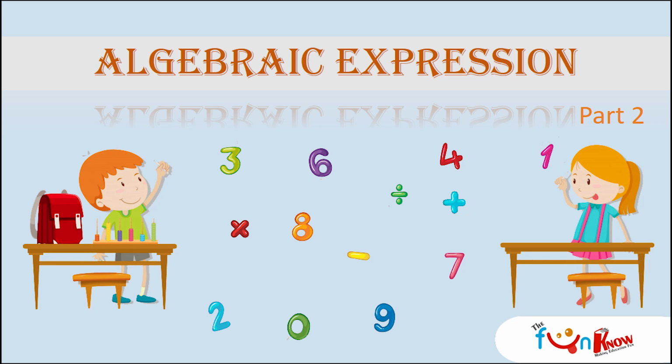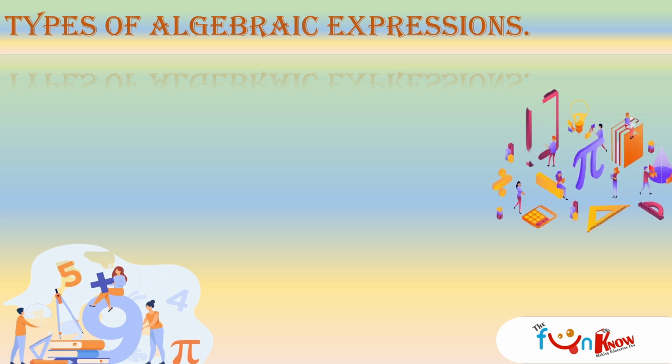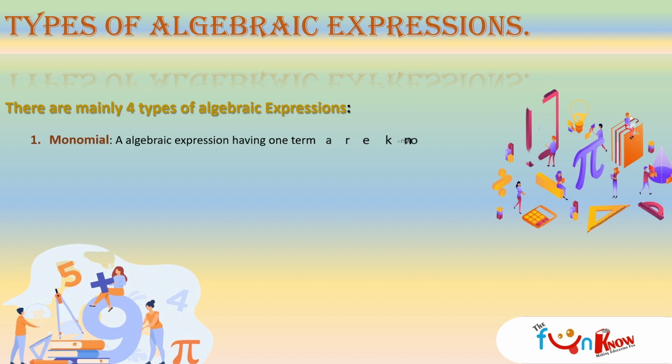Today we'll be seeing types of algebraic expression, which is very important students. There are four main types of algebraic expression. First is known as monomial expression. Monomial expression, an algebraic expression having only one term, monomial expression. Mono means single, one term. So an algebraic expression having one term is known as monomial.